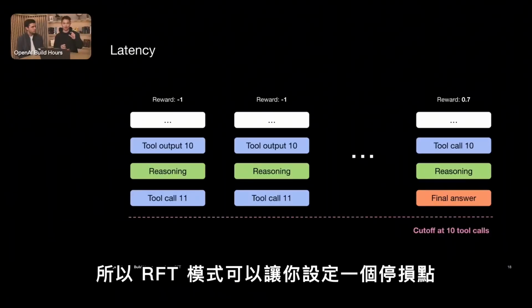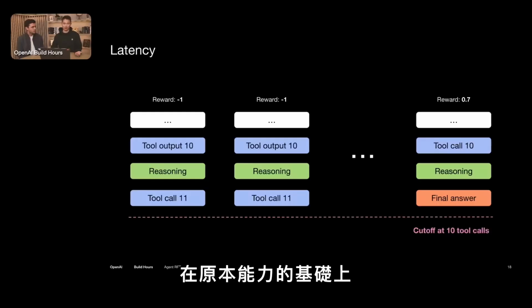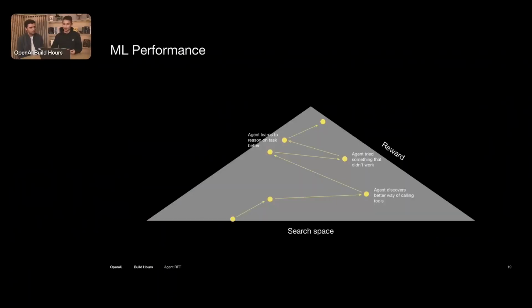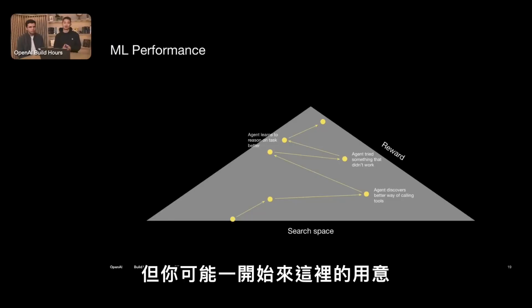So Agent RFT allows you to specify this cutoff that trains the model to stay within this given budget while preserving or exceeding the original ML performance.